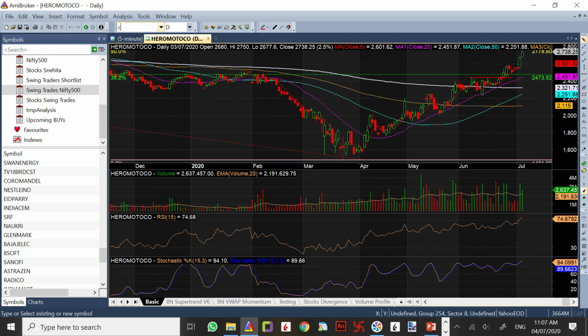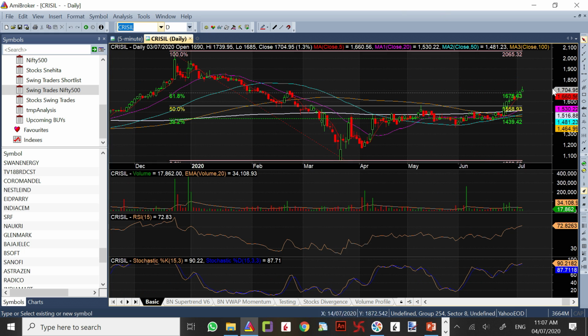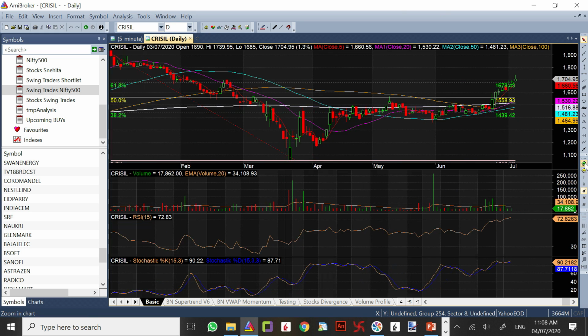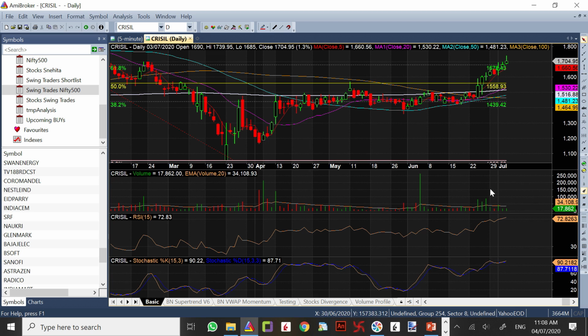CRISIL, our rating agency in India, right? Recently crossed it with very good volume for 2-3 days. You see it here. You would have bought. Okay, and one last, Page Industries.